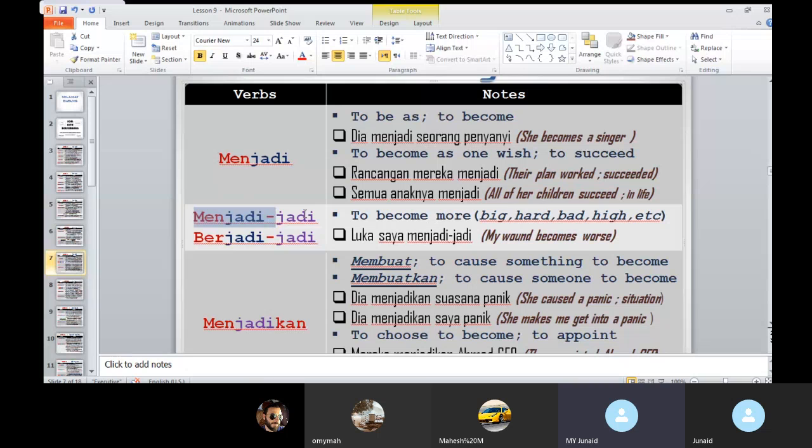Like in spoken Malay, we would say dia ni menjadi-jadi pula. You say, this boy is getting worse, is getting bad. Jadi-jadi.